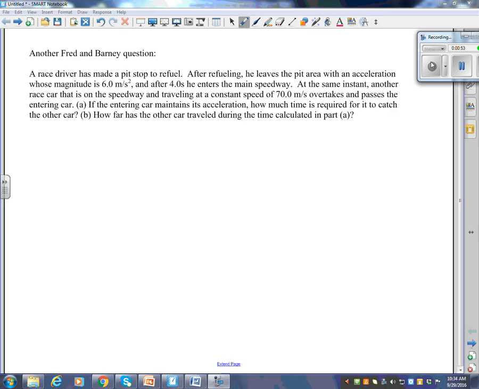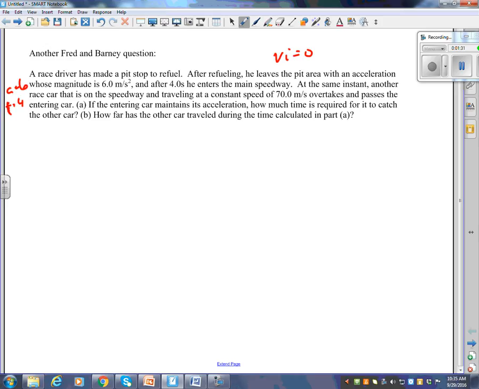A race car driver has made a pit stop to refuel. After refueling, he leaves the pit area. What is his initial velocity for that time? 0. His initial velocity is 0. His acceleration is 6. After 4 seconds, he enters the main speedway. T is 4. Now, what time? That's the time it takes him to go from stop to when he gets into the main roadway, right?